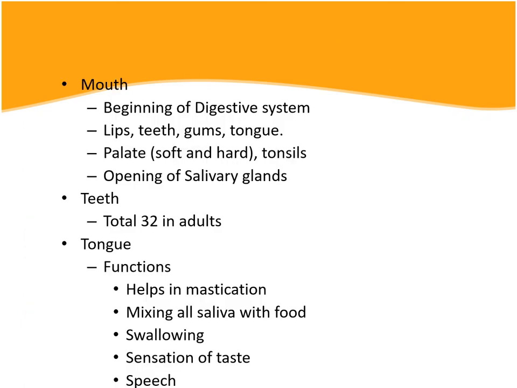Now, talking about the various parts of the digestive system, the significance of various parts, or the most important functions of the various parts of the digestive system. Beginning with the mouth, which is the starting point of our digestive system, and we all are very well aware that it has the teeth, the gums, the tongue, as the main parts.